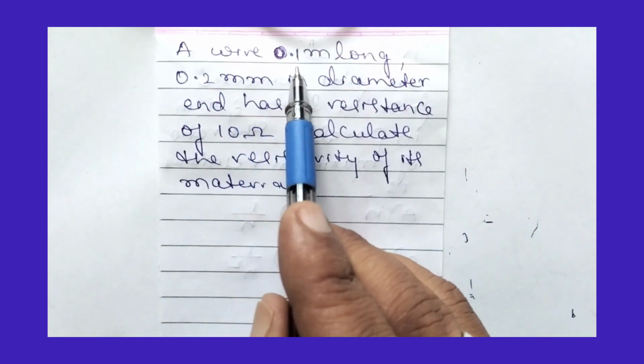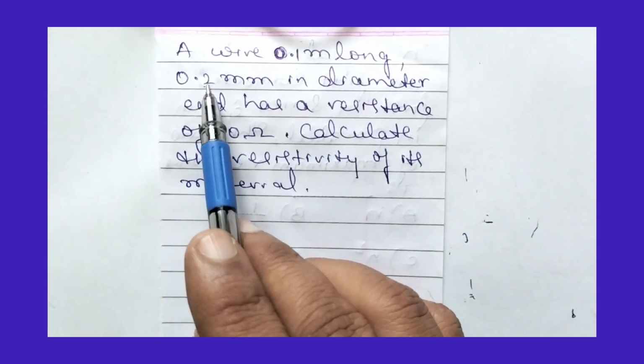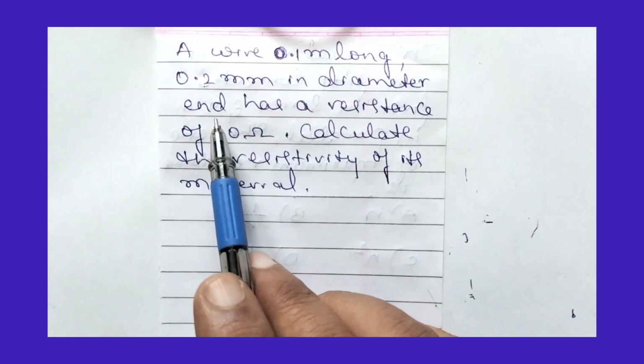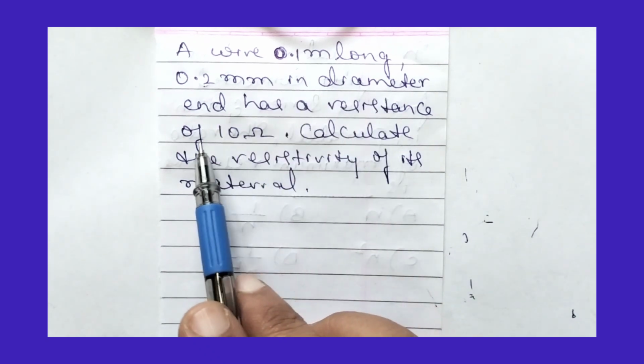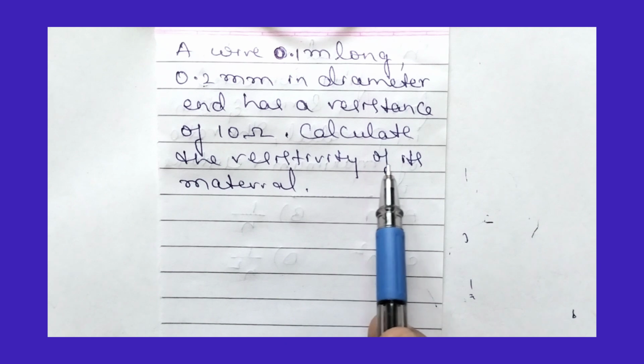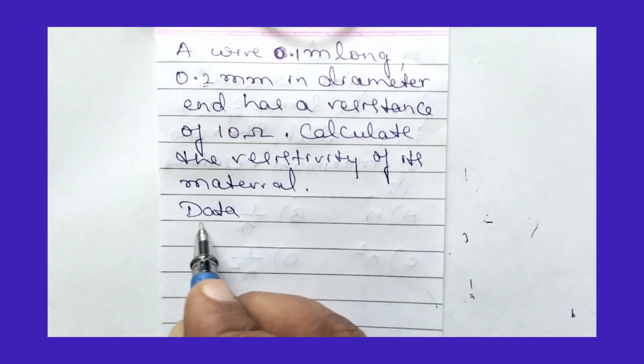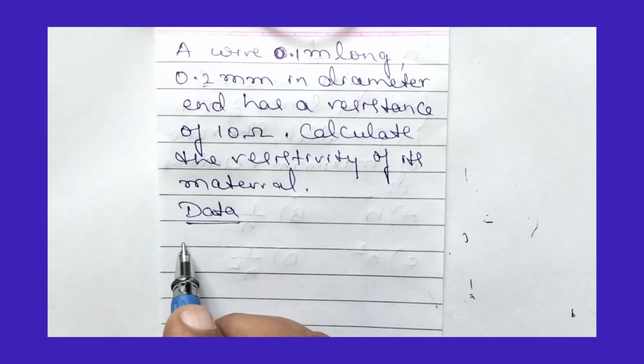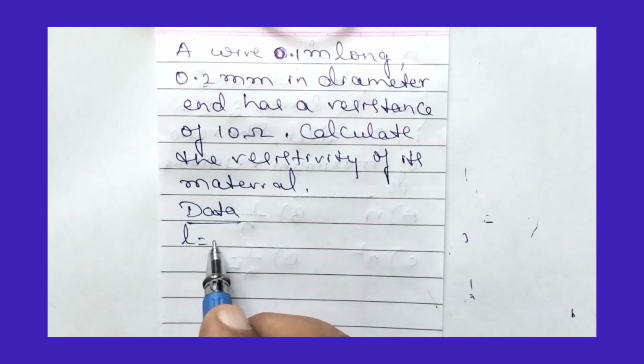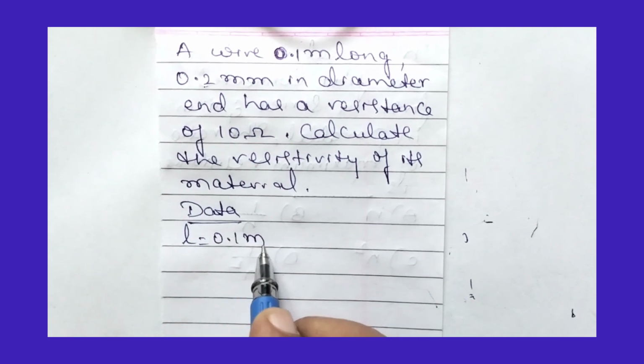A wire 0.1 meter long, 0.2 mm in diameter, has a resistance of 10 ohm. Calculate the resistivity of its material. Let us make a list of data. In the data they have given length L is equal to 0.1 meter.